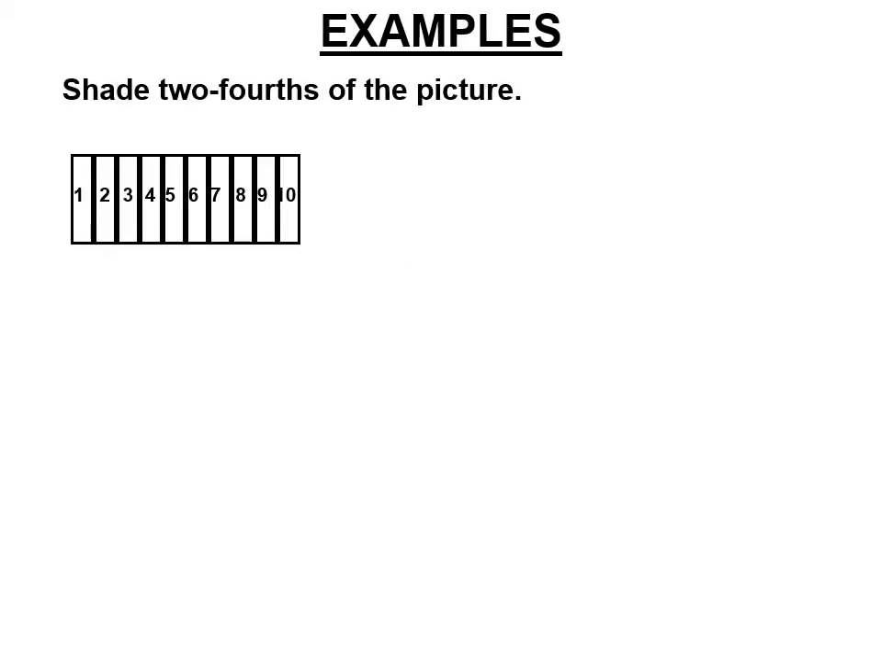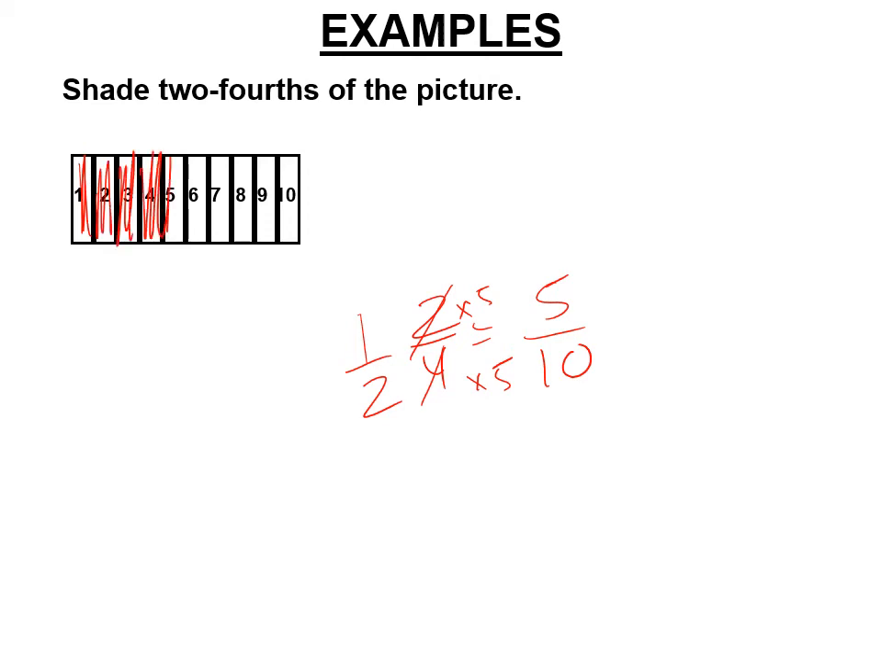So shade 2/4 of the picture. What? Well, 2/4 equals how many out of 10? Well, 4 times nothing makes 10, but you can simplify to 1/2. Oh, so 2/4 is equal to 1/2. And so to shade 2/4 of that, you shade 5/10, 5 out of 10, which is the same as shading 1/2 of the picture.